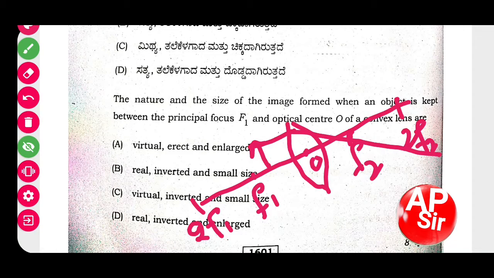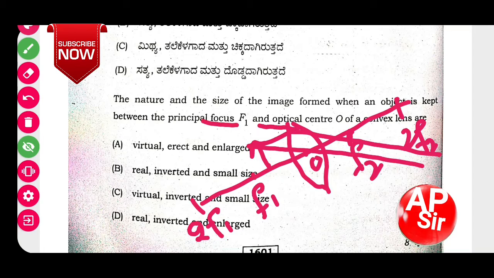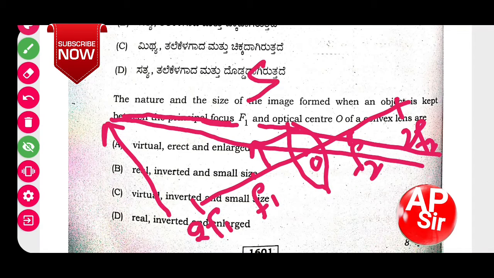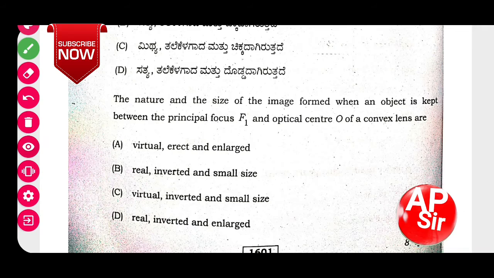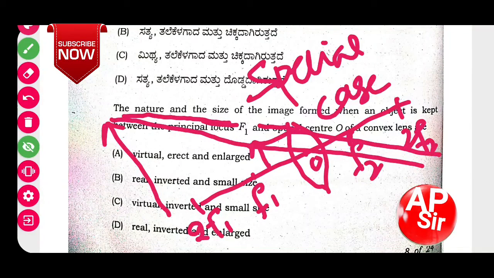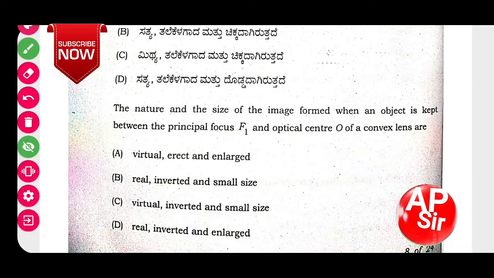Okay, one more will pass through from this. 100% they are not meeting here, they will diverge. Somewhere they will meet here. We have learned that this is our sixth case, special case, case number 6. In this special case, how to remember, kids? So here we'll get virtual, erect and enlarged. Option A will be the right answer.